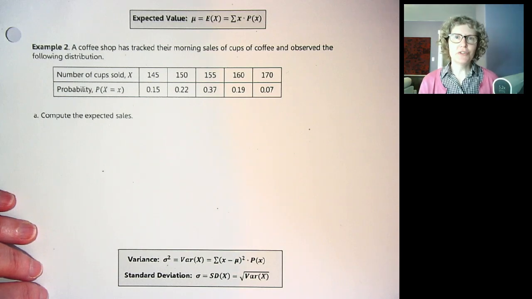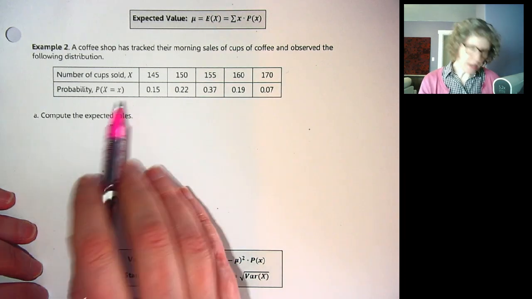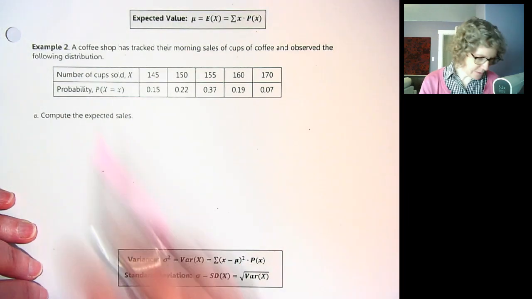Hi, in this video I'm going to show you how to calculate the expected value given a probability distribution, and then we'll also do the variance and standard deviation. Okay, so here we have a different example. It's not the lottery ticket. We're going to work up to that one.